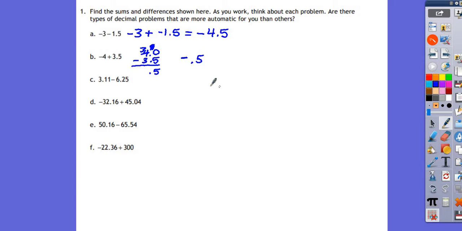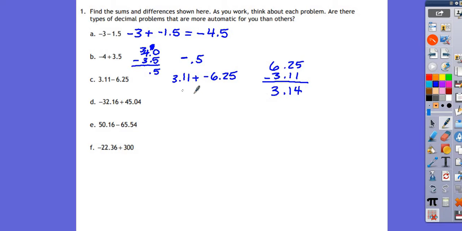All right. C. I have a subtraction problem. I need to rewrite. So 3.11 plus negative 6.25. See, I have a positive and a negative, which means I have different signs, so I need to subtract them. So I'm going to pretend like they're both positive. Come over here and just subtract my bigger minus my smaller, ignoring their signs right now. So that gives me a 4, a 1, and a 3.